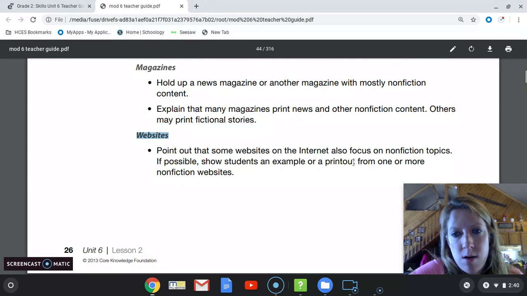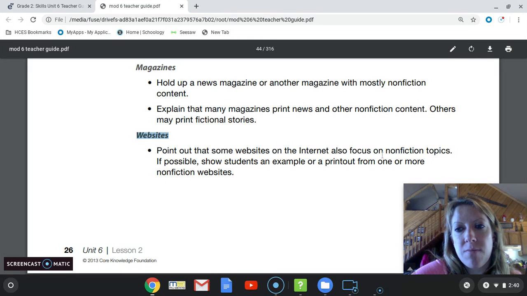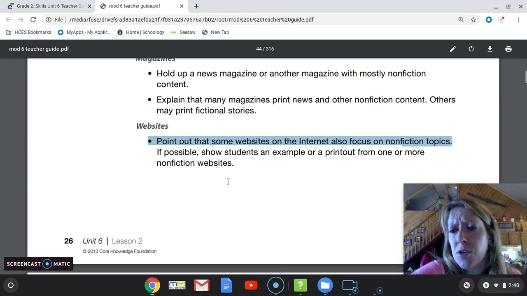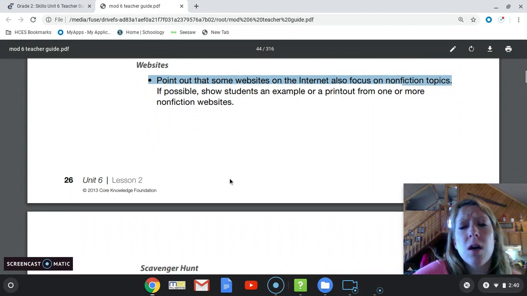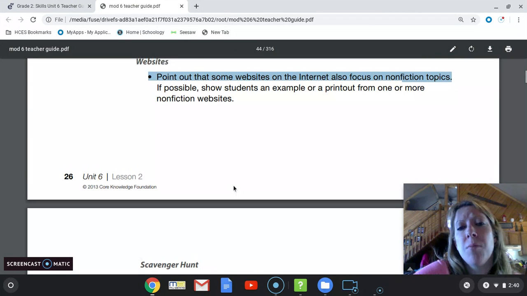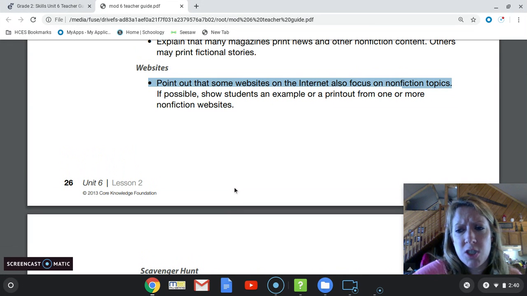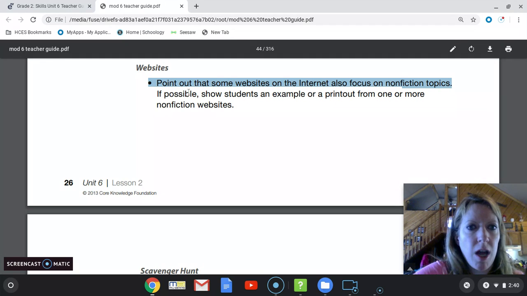Websites are also another spot that you could find nonfiction topics. If you Google certain websites, you'll learn about what's going on in the world. You'll learn how to make things. So usually it's real, but you do have to check your facts on some websites because they're not all real today.